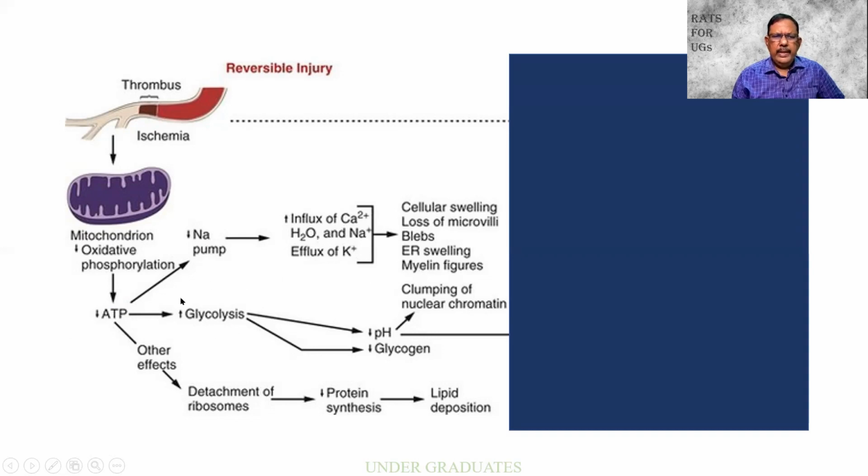Also, there will be glycolysis, which can lead to a decrease in the pH and the loss of glycogen, which will be leading to clumping of the chromatin. The other effects shall be detachment of the ribosomes and diminished protein synthesis, lipid deposition. So this is one diagram given in your text, but I would like you to kindly follow and make a note of my own class over here.